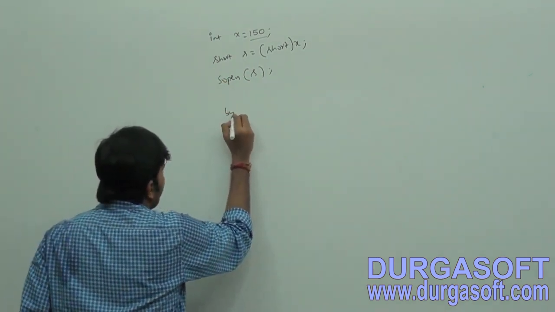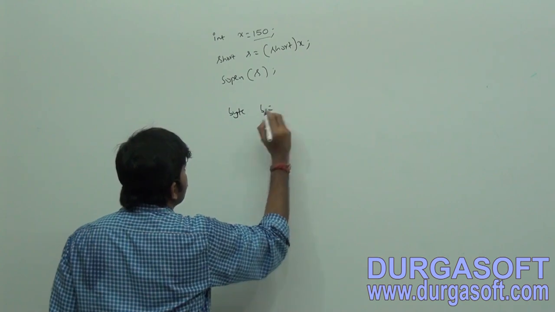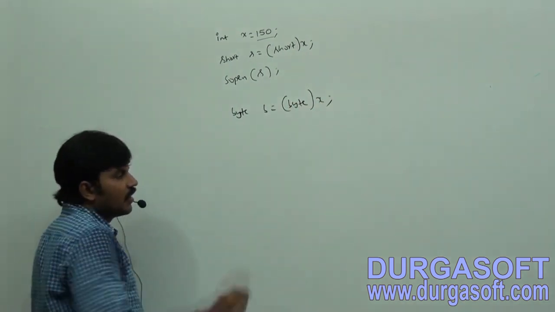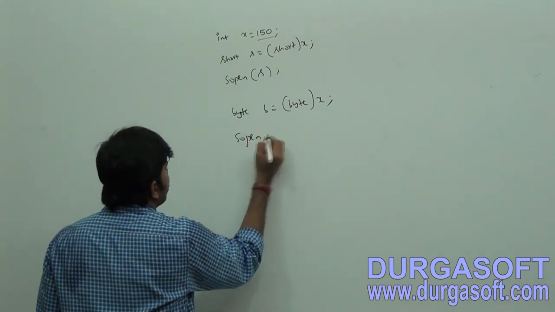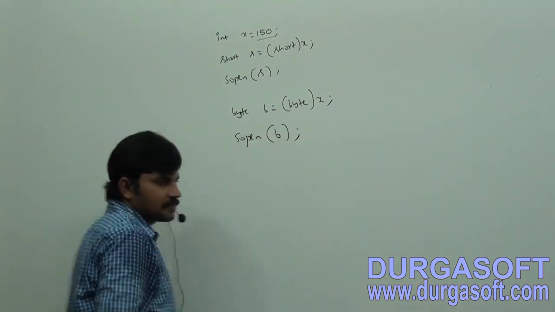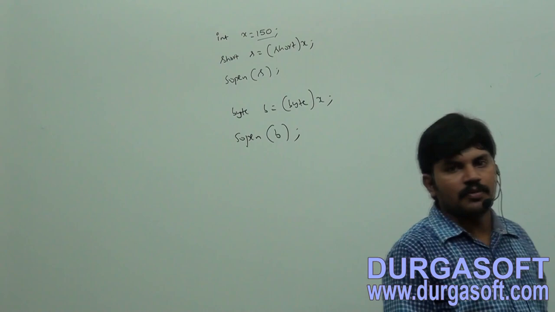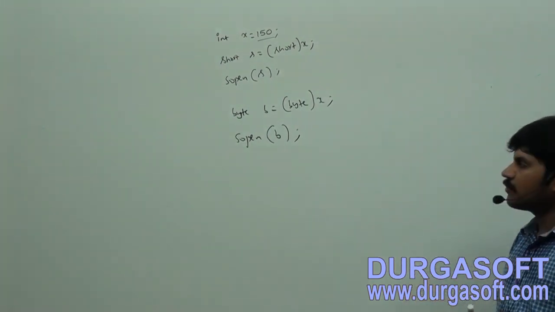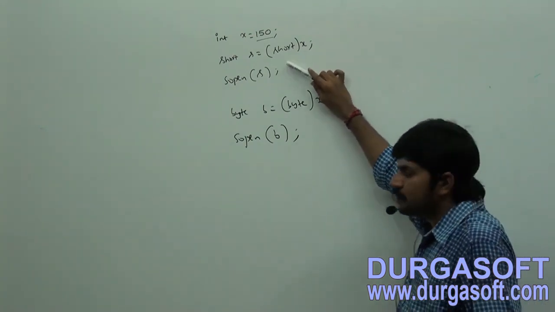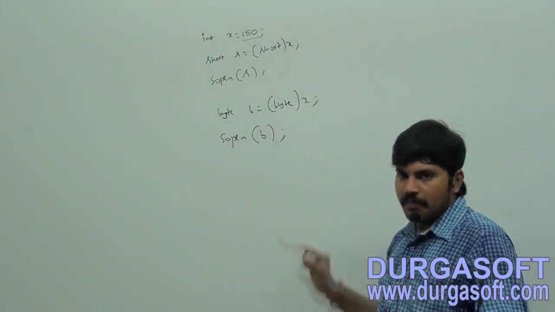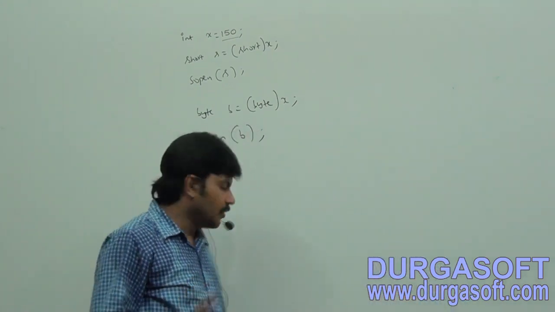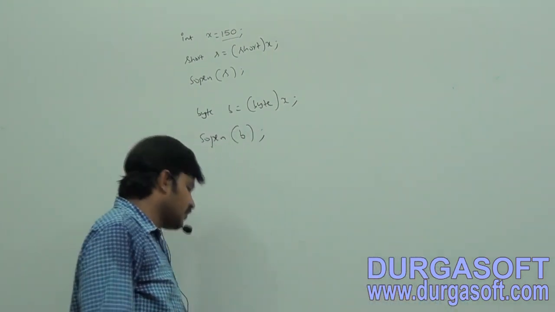Now byte b is equal to byte of x. System.out.println of b I am taking. That's all. Only two examples, right? Here see, the value 150, I am trying to typecast to the short type and I am trying to typecast to the byte type. Now we have to tell what is the output we are going to get by default. Very simple terminology, nothing else.